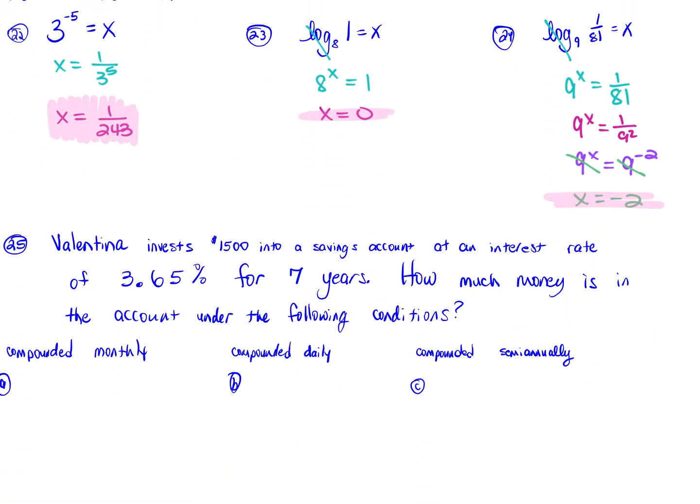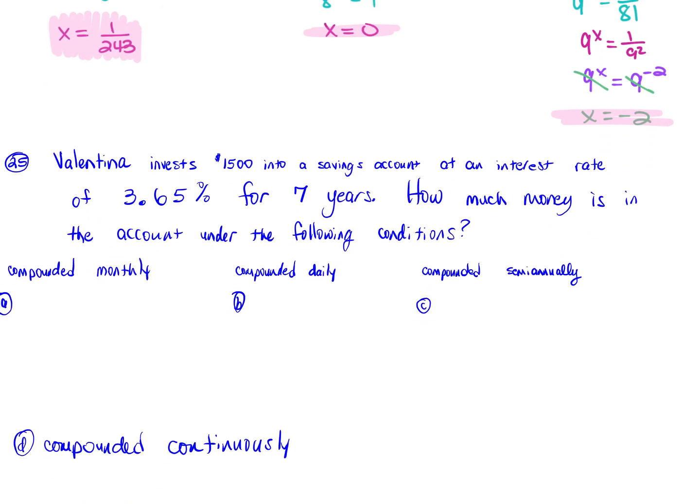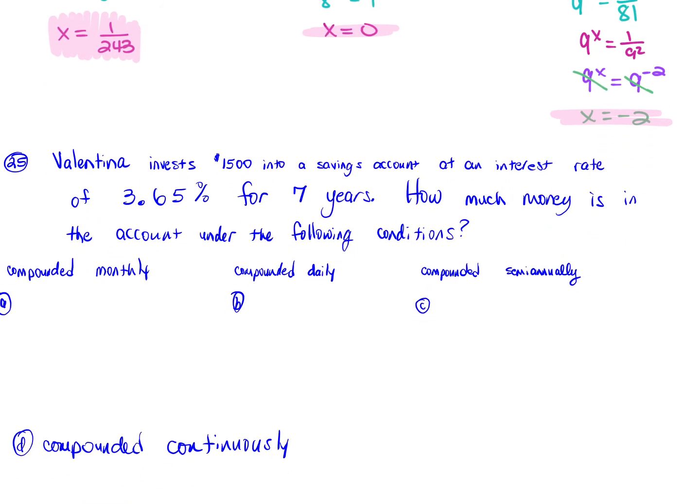For the last part of your review, it tells you that Valentina inserts $1,500 into a savings account at an interest rate of 3.65% for 7 years. How much money is in the account under the following conditions? You have compounded monthly, daily, semi-annually, and continuously. Remember, you're using a different formula for the monthly, daily, and semi-annually as you are for the continuous. The continuous one is easy.